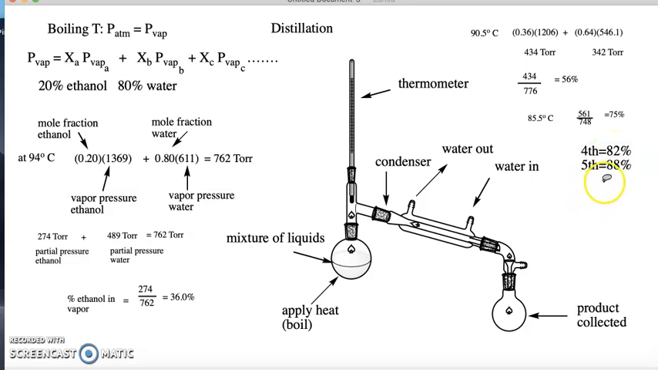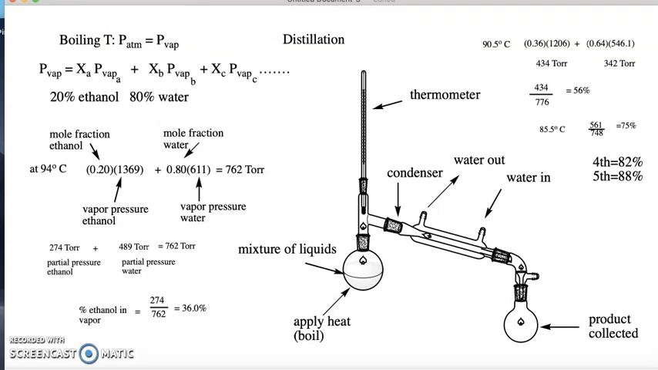And actually, it wouldn't get much more pure than that after subsequent distillations because of something called an azeotropic effect, which we're not going to talk about today. But what I want you to realize is if we were doing these individual distillations over and over again, that would be a lot of work. By our fifth distillation to 88%, is there any way that we could sort of save the work of doing 5 individual distillations? And there is.